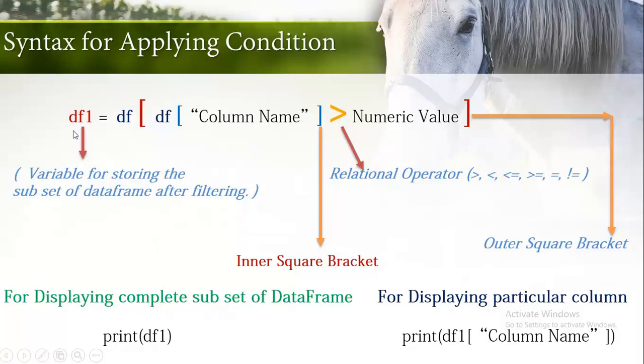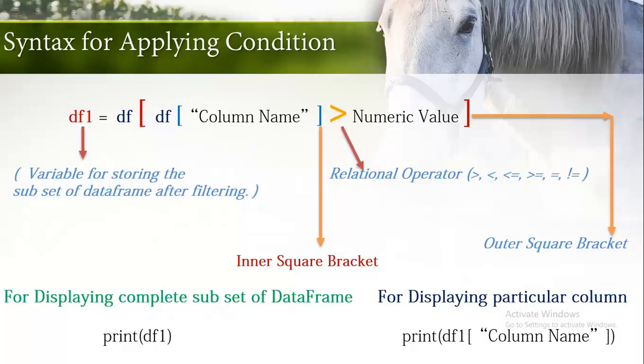And for printing this filtered data, if you want the complete data frame or a subset of it, then use print df1, and if you want to print a particular column, then df1 with the column name. Here we are using df1 because after filtering, the data is stored in the variable df1. That is why I am using df1, not df. Is it okay? Here df1 holds the data elements of the data frame after filtering.